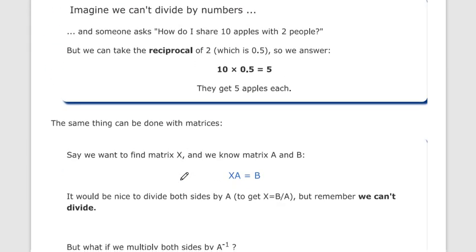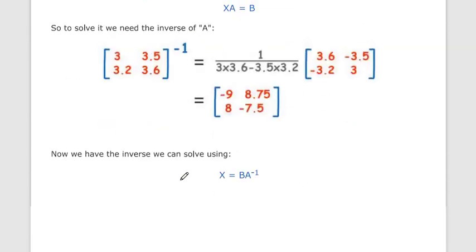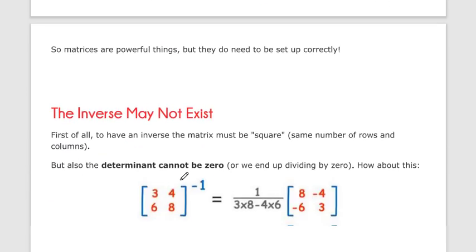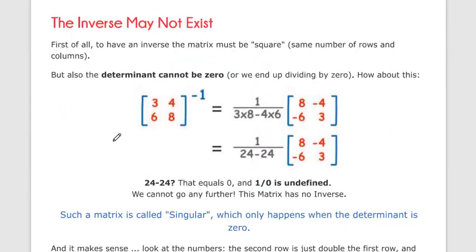Okay, so this is a 2 by 2 matrix. The inverse may not exist. We already talked about if the determinant is equal to 0, then it will not exist. This type of matrix is called a singular matrix.